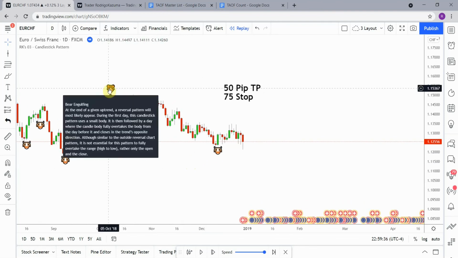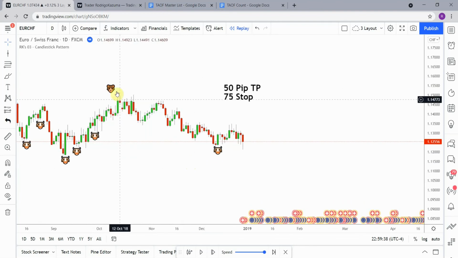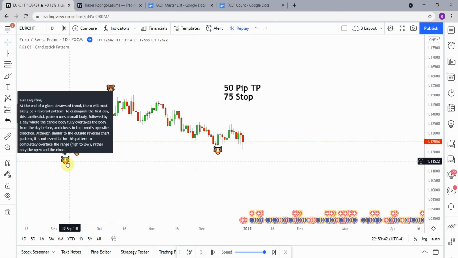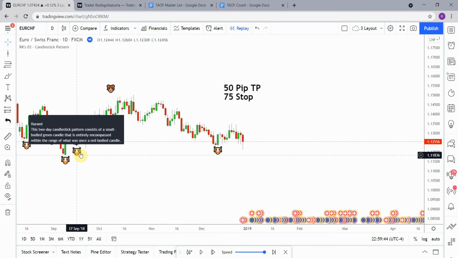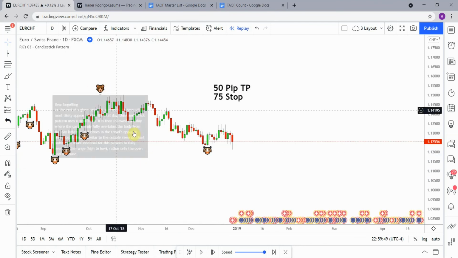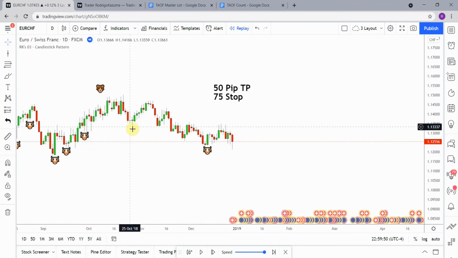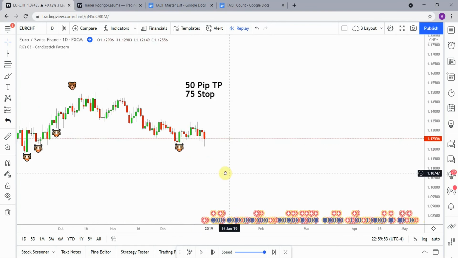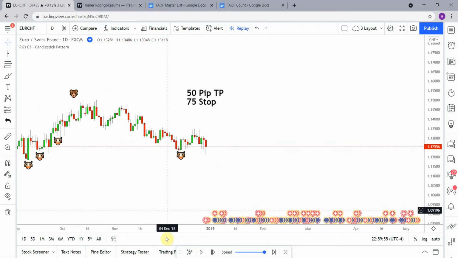Obviously, when we get a bear right here, we are going to go short. And if you hover over the bear or the bull, then you can see that it actually tells you what specific candlestick pattern it is. But when we get a bear face there, we are going to go short. When we get a bull face, we are going to go long. Pretty simple. Let's go ahead and get on with the testing and see what we can get.